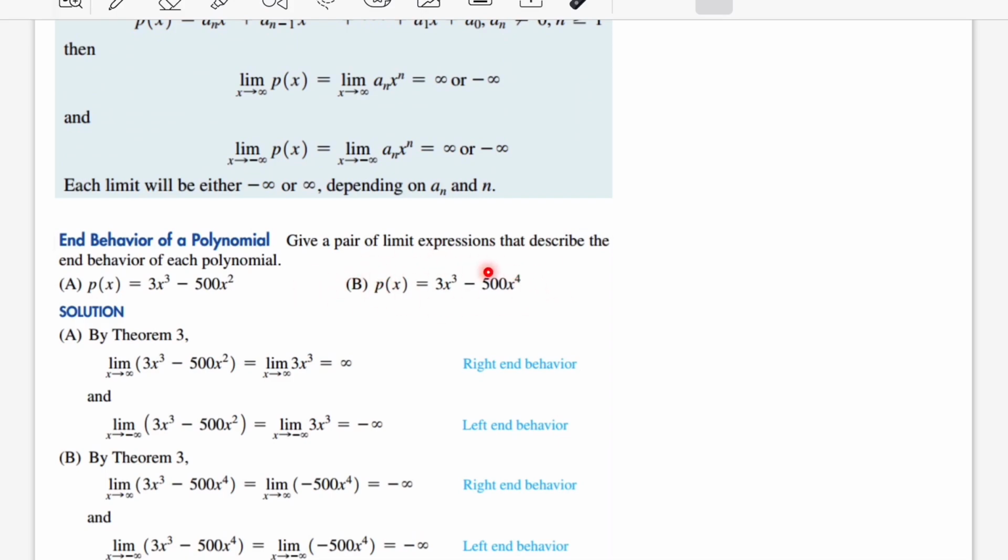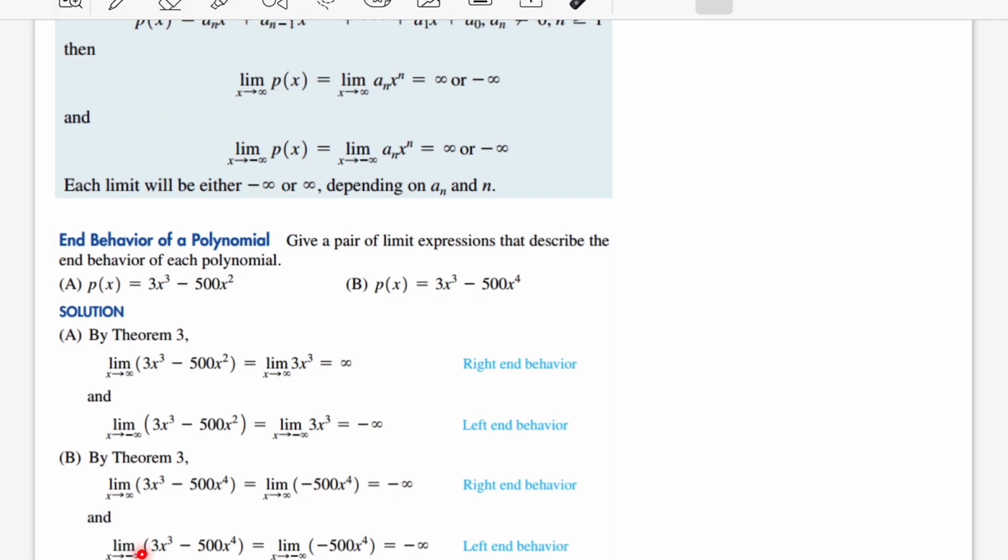Example B now, let's look at this polynomial. Again, if we want to take the limit of this polynomial as x goes to infinity, it's the same as taking the limit of the leading term as x goes to infinity. And remember, the leading term is the term with the highest power. So we have x to the power 4 here. And again, we can just plug in infinity into x here, and infinity to the power 4 is still just infinity. And then we have this negative 500 out here, so this makes this a negative infinity.